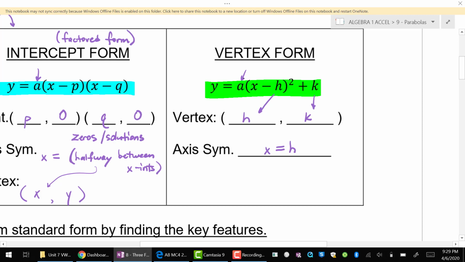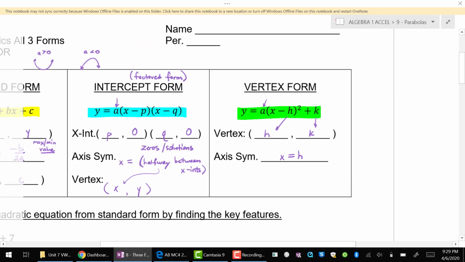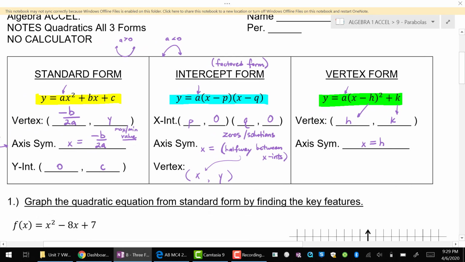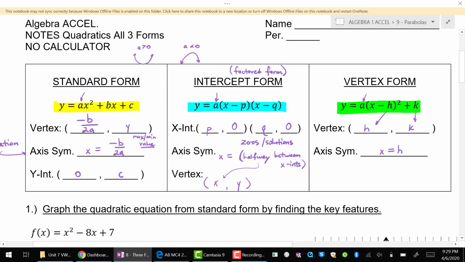Leading coefficient is a, as we have seen in the previous two. This is a really nice summary of the unit thus far. Quadratic functions, which are parabolas when graphed, can be written in 3 different forms, and each form is useful in many, many different ways.